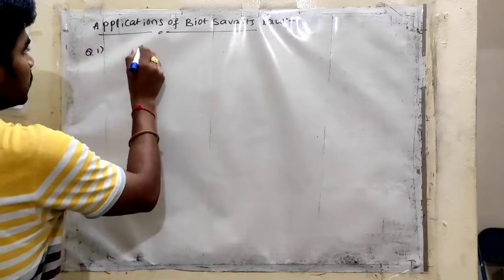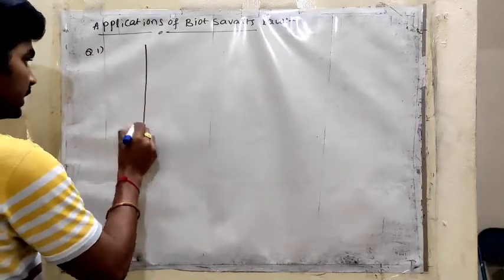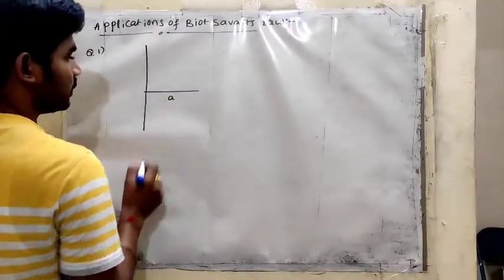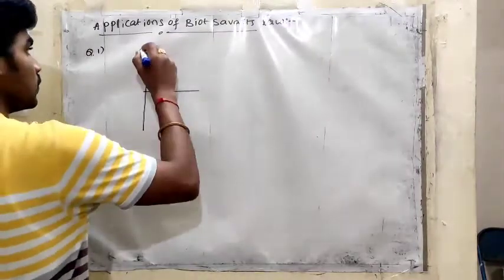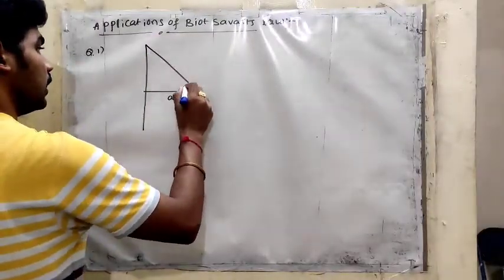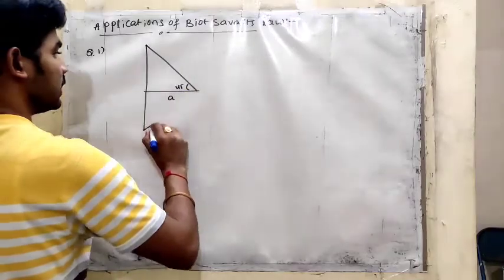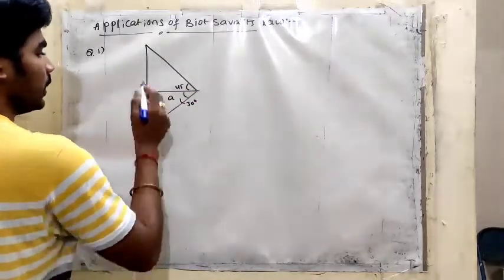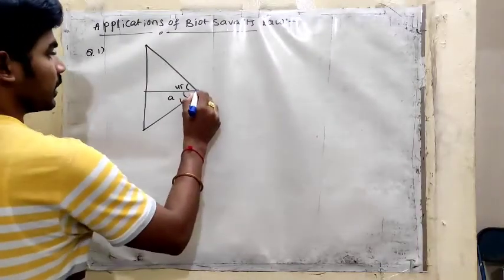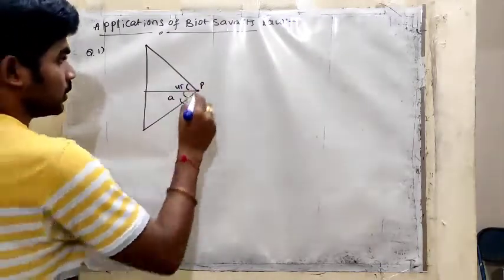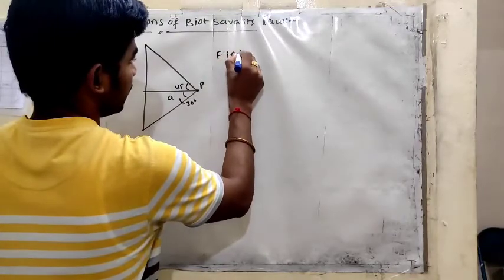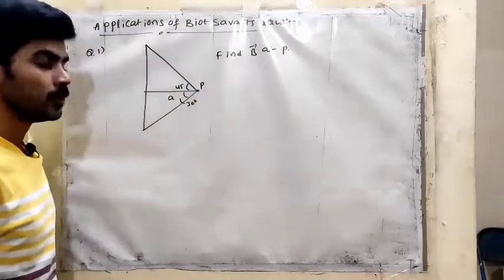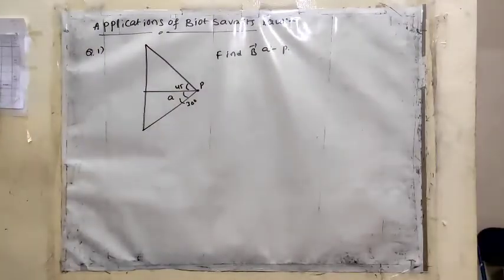Suppose I am taking one straight current carrying conductor. In the straight current carrying conductor, this distance is A. Here the angle given is 45 degrees and this angle given is 30 degrees. Now in this case, what is the magnetic field at point P? Find the magnetic field at point P. How can we calculate this type of problem?